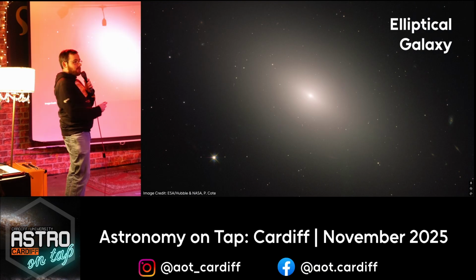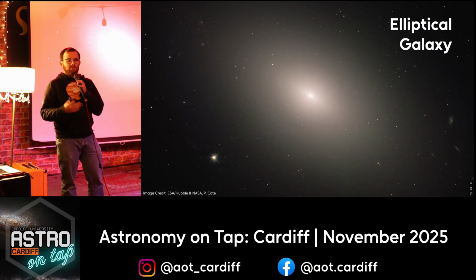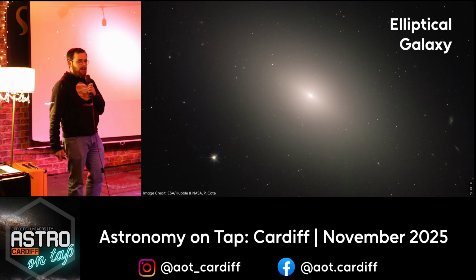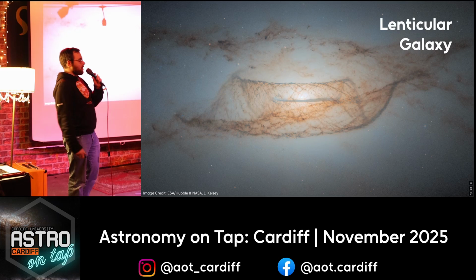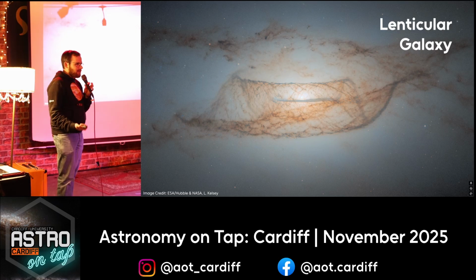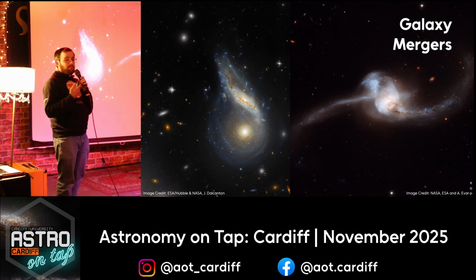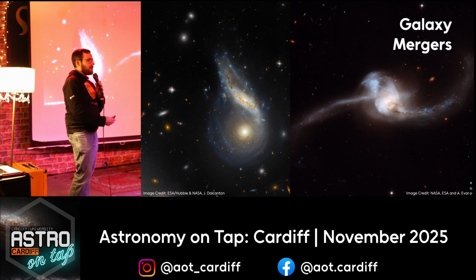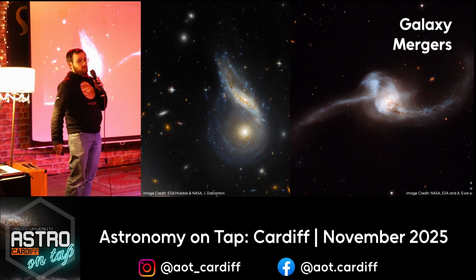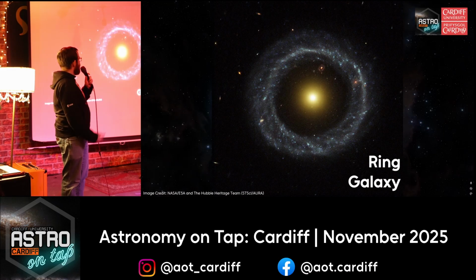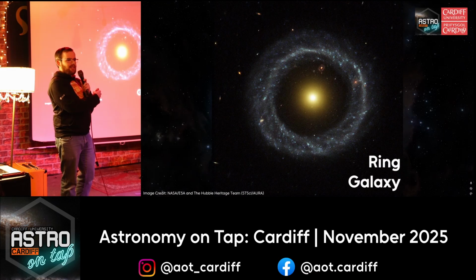You've got your elliptical galaxies, which are typically much larger, they're much redder, they don't really form stars anymore. But then you've also got your weirder ones like your lenticular galaxies and your ones that are actively doing things, like your galaxy mergers. So you get two galaxies smashing into each other or doing very close flybys. And you get these real long tidal tails off the side of these galaxies as they get ripped apart by each other.